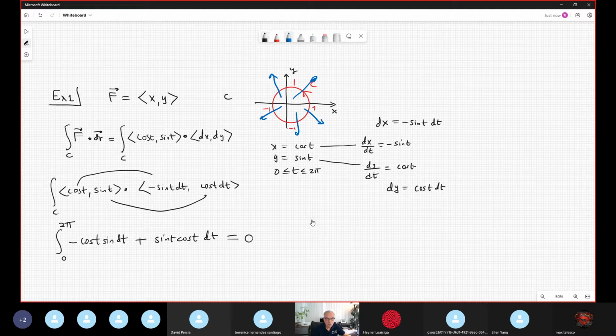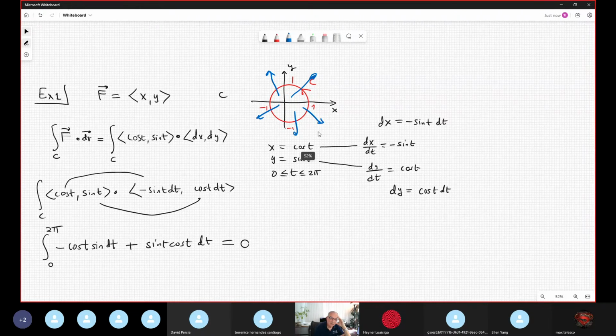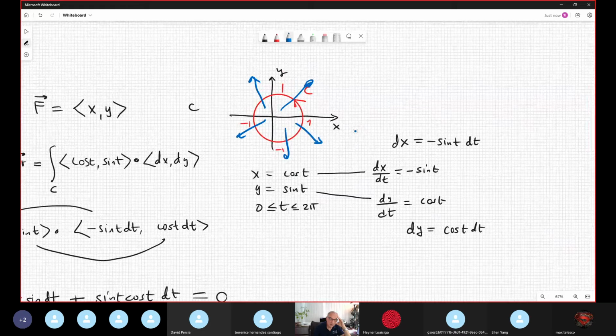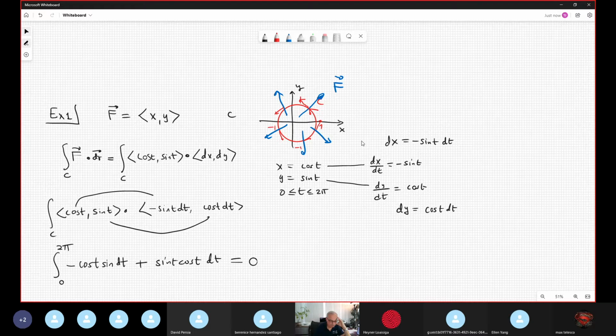Now, if you perform mentally, physically, not mathematically, the dot product between the vector field, which is always in this direction, and the r vector, which is always in this direction, you see that it's tangential, orthogonal. Therefore, if it is orthogonal, the angle is 90 degrees, so the dot product is 0 at any point.